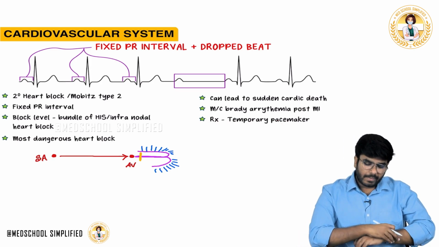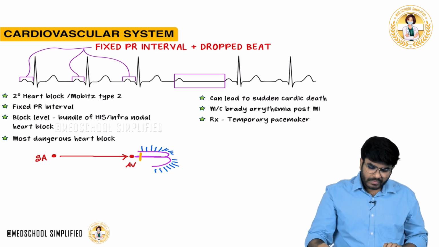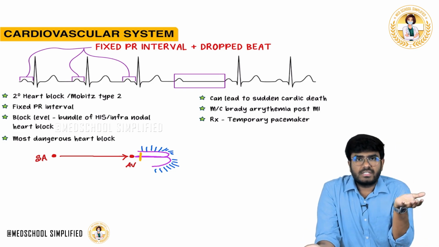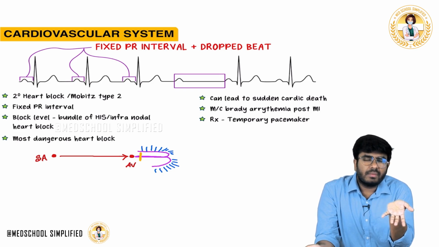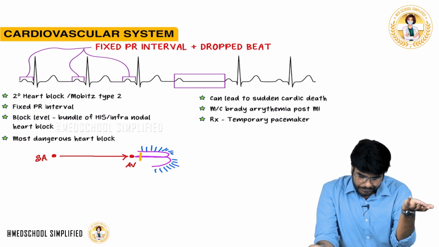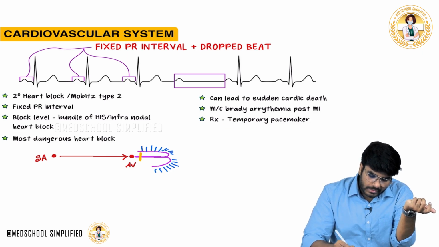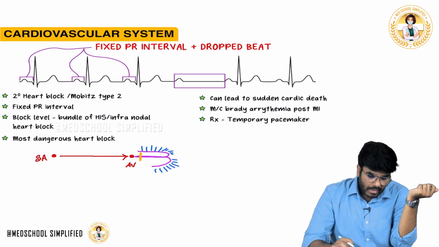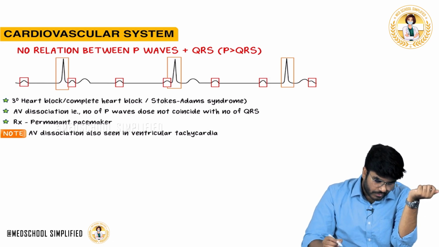Okay, temporary pacemaker is the treatment. Why? Because you cannot go for the surgery. The patient is absolutely unstable, right? He is having very low cardiac output. The patient is having very low heart rate. So you cannot go with the surgery. So temporary pacemaker is the treatment. Now after this, let's discuss about the third degree heart block.